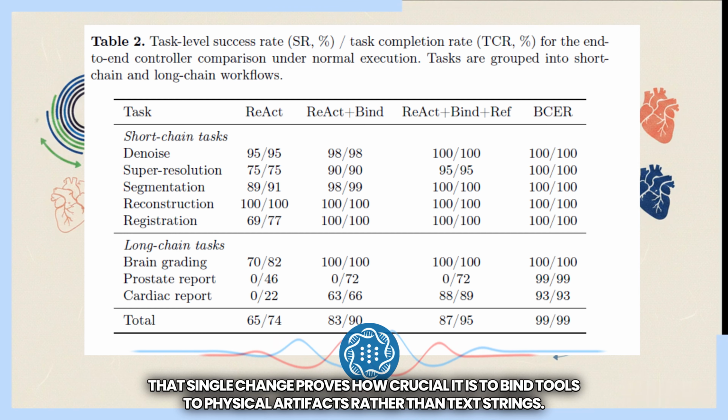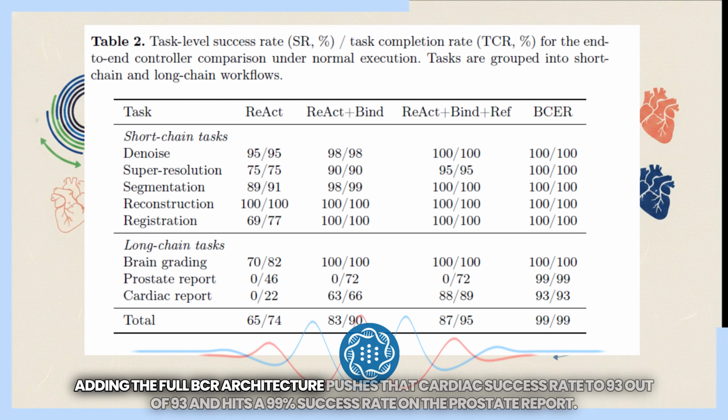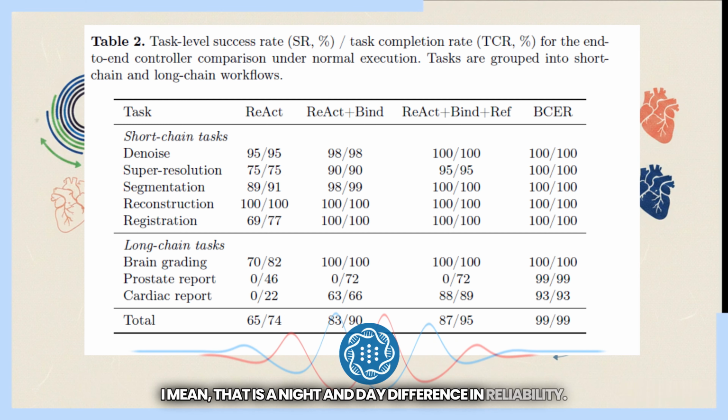Then, moving to the far right column, adding the full BCR architecture pushes that cardiac success rate to 93 out of 93 and hits a 99% success rate on the prostate report. I mean, that is a night and day difference in reliability.